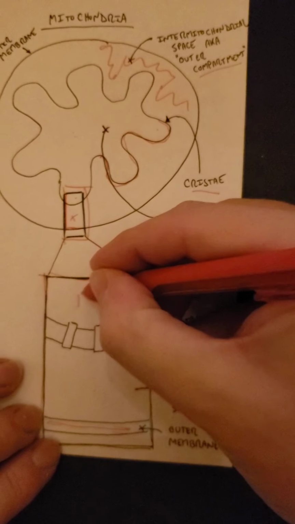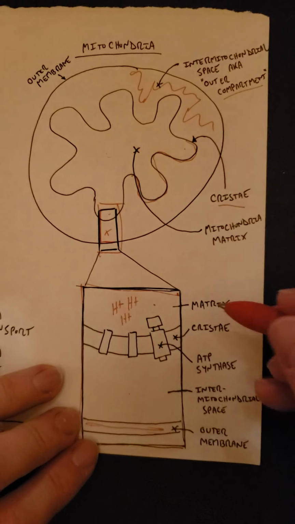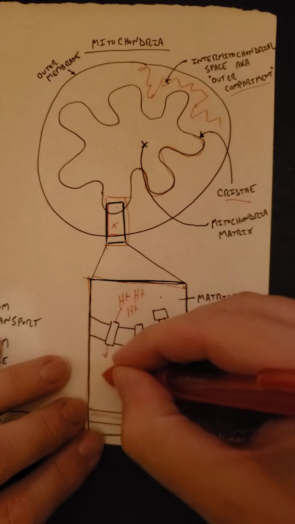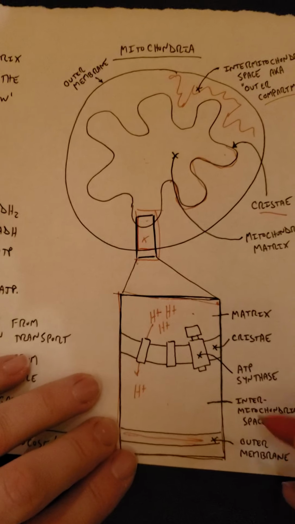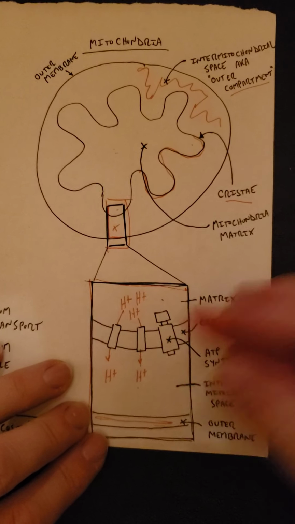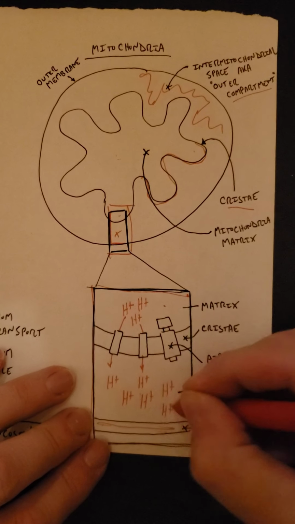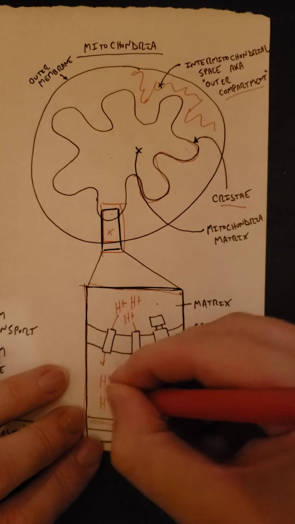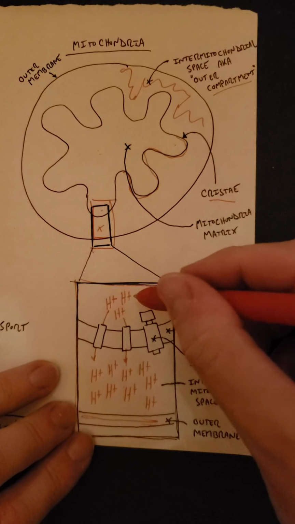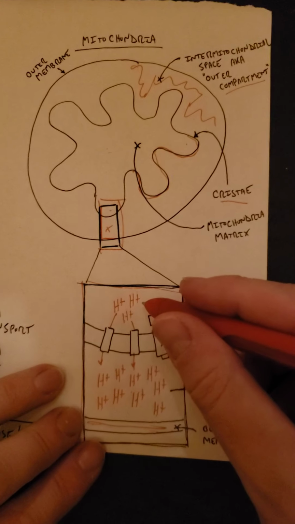So we have a bunch of hydrogen protons in here. With the energy lost from those electrons, they're going to get pumped through these carrier proteins into the inner mitochondrial space. And after a while, we're going to pump a whole bunch of them. Eventually, we're going to have way more of them out here than we do in the matrix. There's only a couple in here, there's a bunch out here. So they want to regain equilibrium.